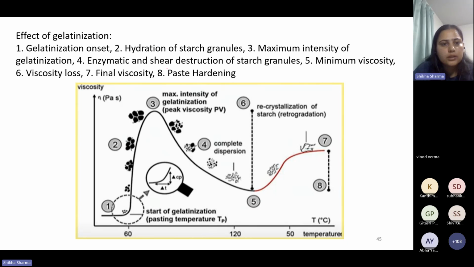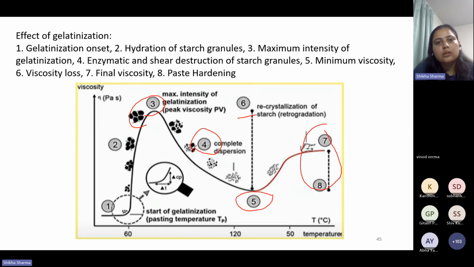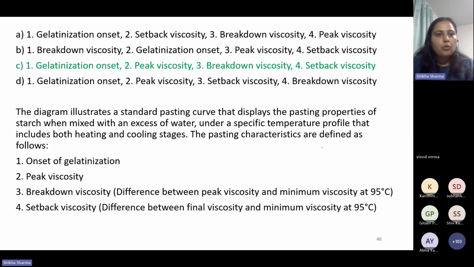So this graph is well discussed in the lecture slide. First we get the gelation onset, and then hydration of the starch granule happens, and then there will be the maximum intensity of the gelation. After that, there is the enzymatic or the shear degradation of the starch granules, and then the minimum viscosity will be there, and because of that the viscosity will be lost. At the end, when there is retrogradation, the paste gets hardened, and we get the final viscosity. So option C is correct.